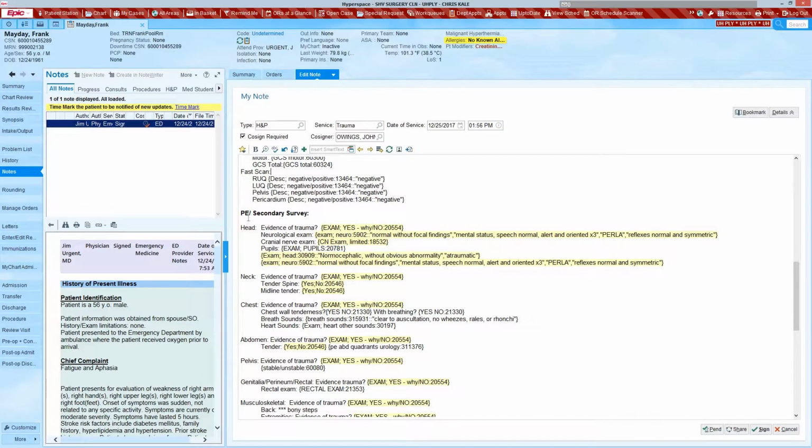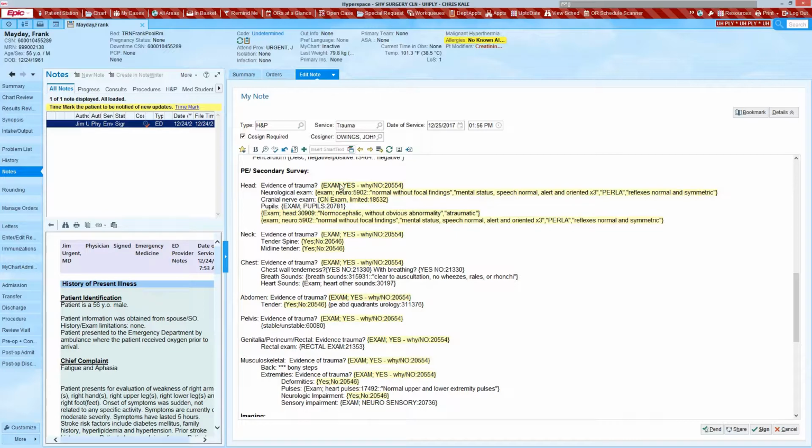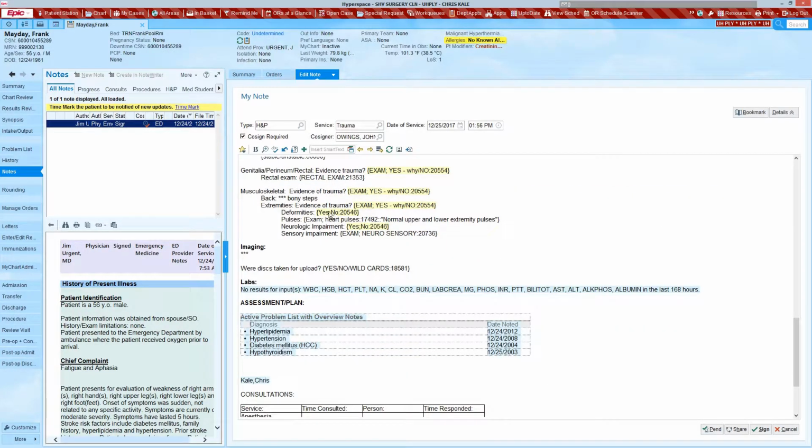There's then a physical exam by systems, including head, neck, chest, etc. In each of these, you should state whether or not there's pertinent findings of trauma and explain what those pertinent findings are. In the imaging section, we include reads from an outside hospital if the patient came with CT reads or X-ray reads that did find traumatic or ruled out traumatic injuries. If the patient came with discs, you should specify here whether or not they did and what the location of those discs is, whether they were uploaded or not.